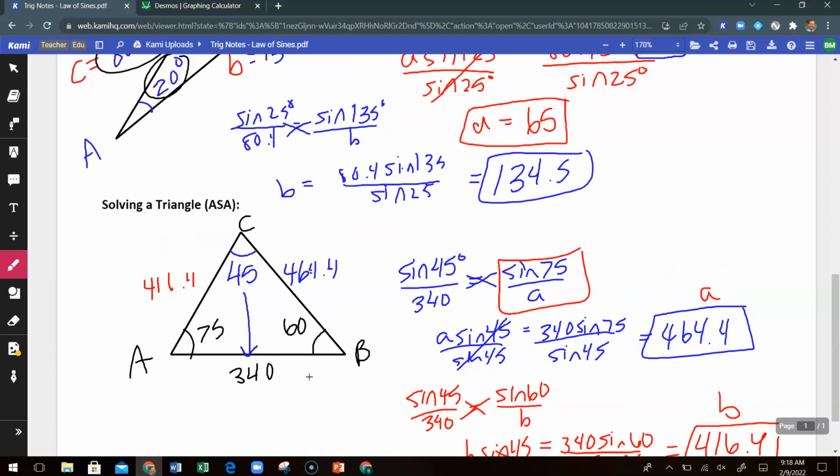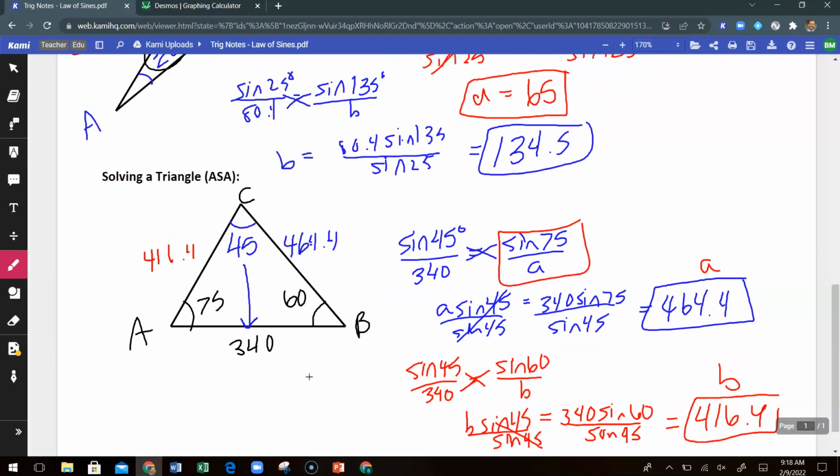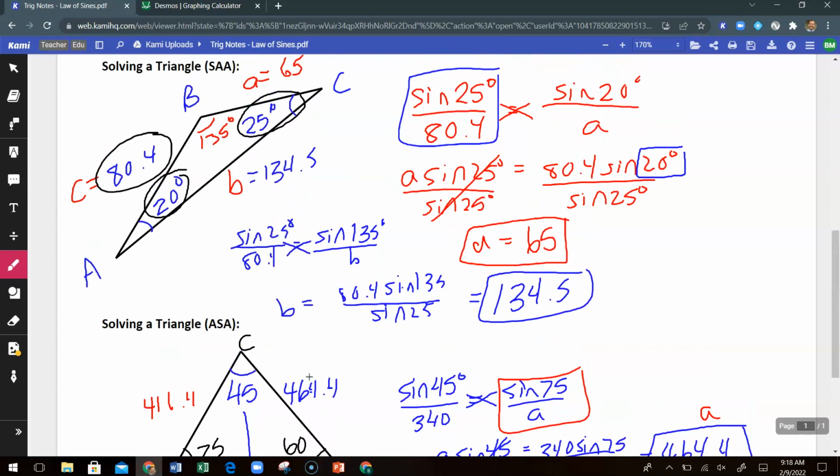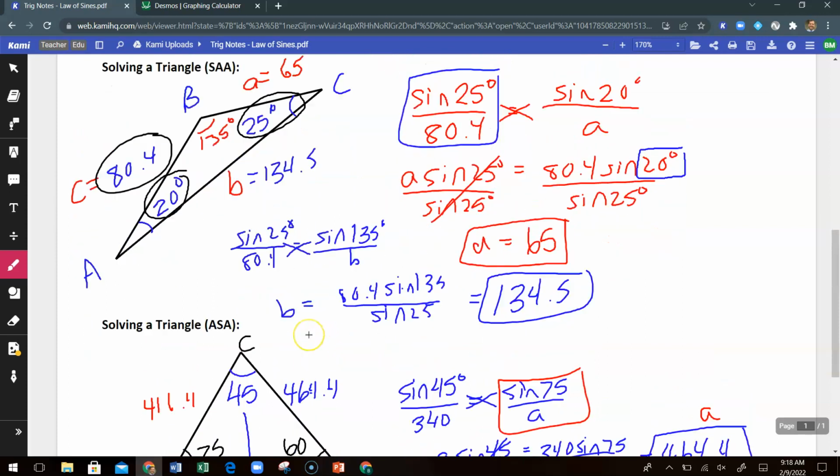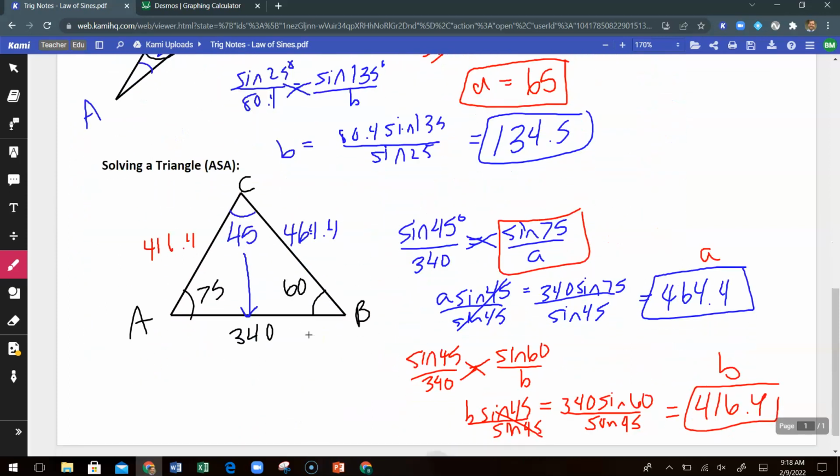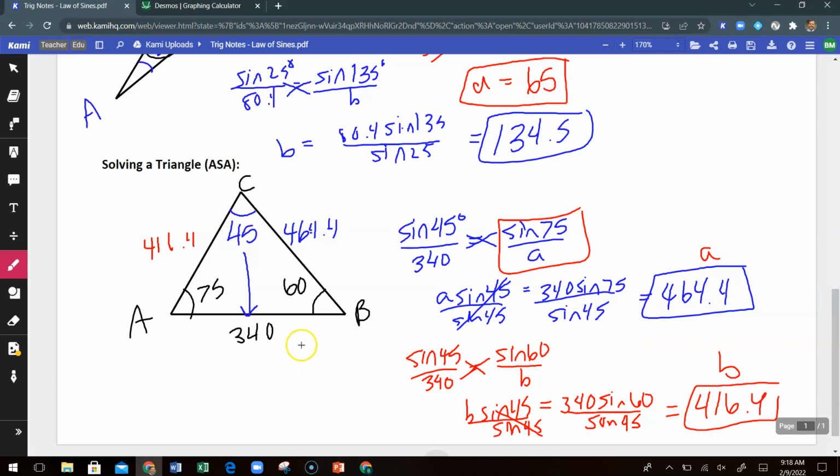So that is one method of solving non-right triangles called the law of sines. You have to basically be able to set up a proportion in order to do that. If you can't set up a proportion, that's going to lead us to the law of cosines, which I will discuss in the next video.